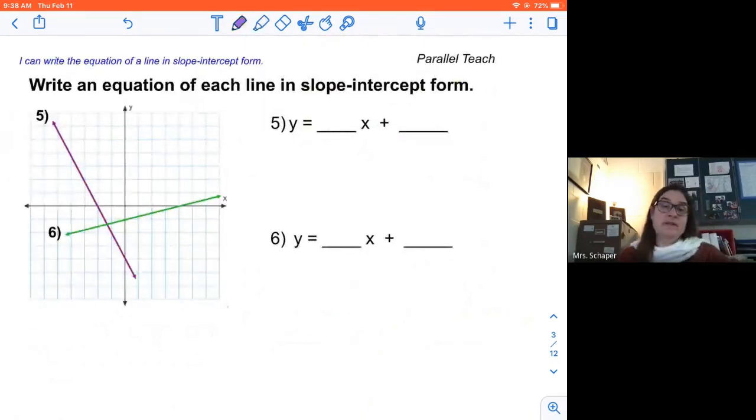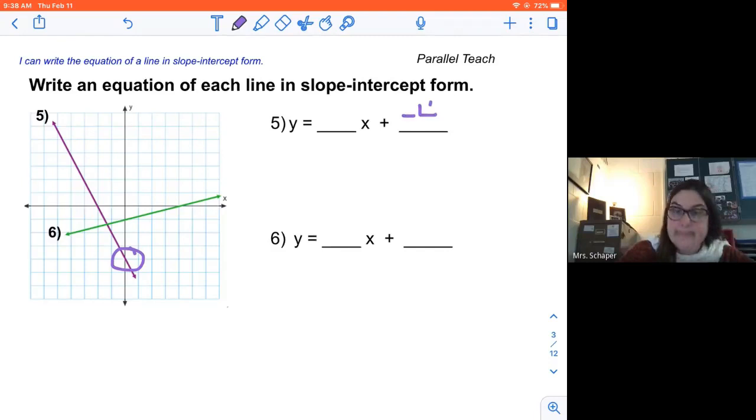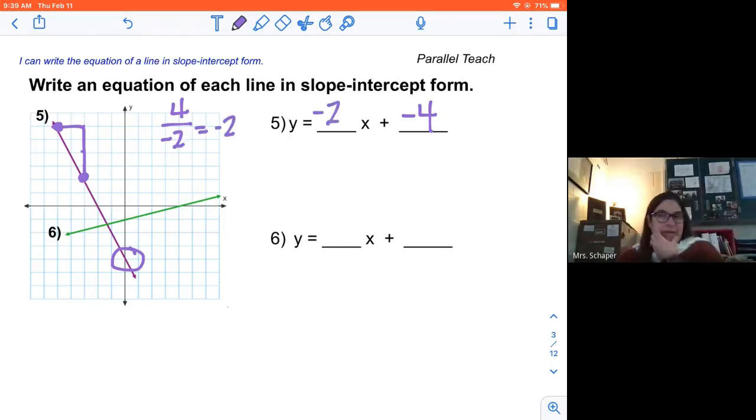Okay. Here we have the equations. The graphs, we're going to write the equation for it. So here's my graph. Number 5 is purple. It crosses the y-axis at -4. Okay. My slope, I'm going to find 2 points on the line. So here's a point, and here's a point. I'm going to figure out my rise over my run. So I rise 1, 2, 3, 4. So my rise is 4. My run is -2. So it equals -2.